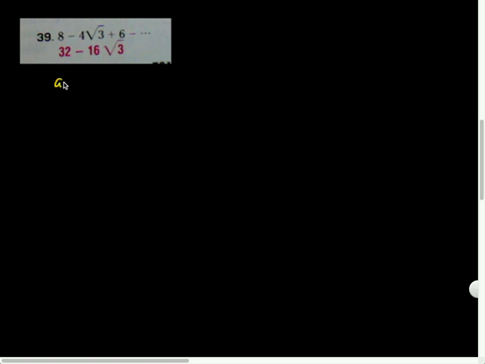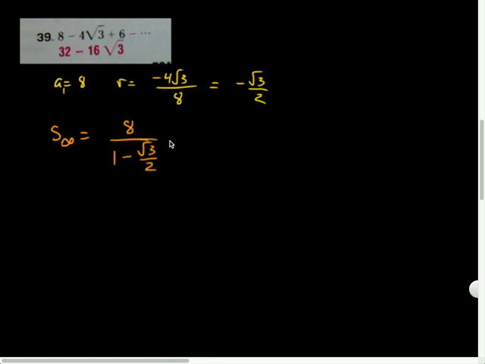So let's see. A sub 1 is 8. R would be the ratio of second term to first term or third term to second term. I'll call that negative 4 roots of 3 over 8. So that looks like negative root 3 over 2. Oh, this is a thing of beauty. So I can find the sum of the first infinitely many terms. 8 over 1 minus root 3 over 2. Right?